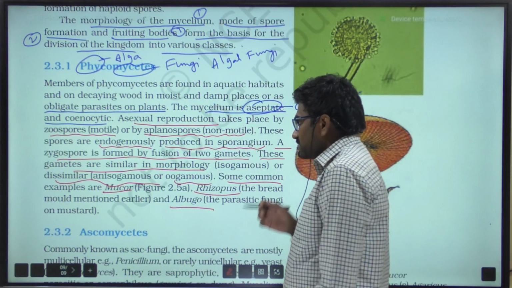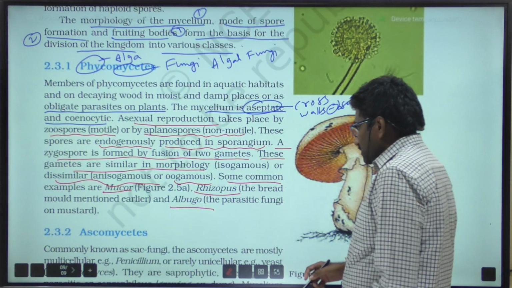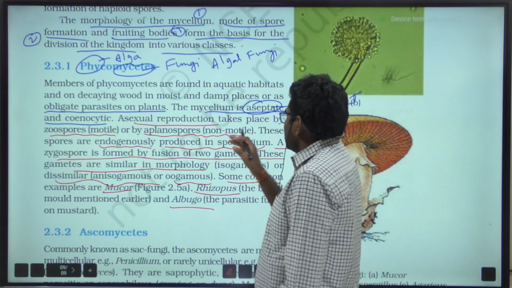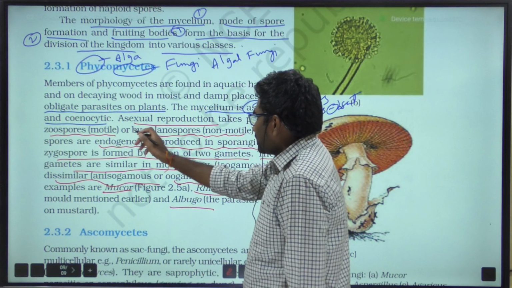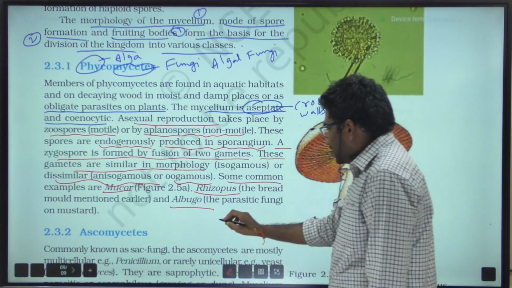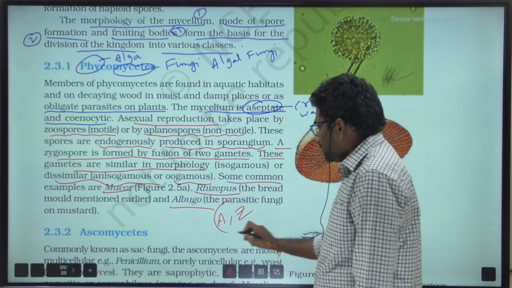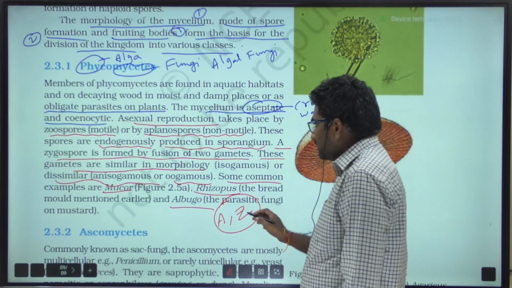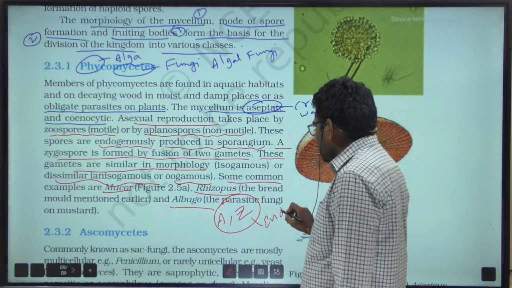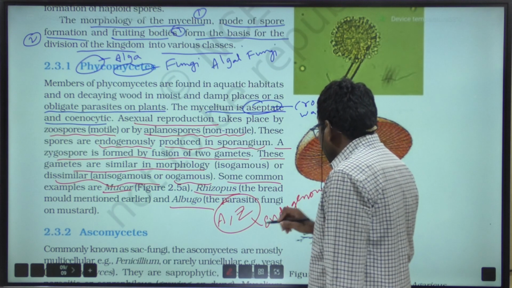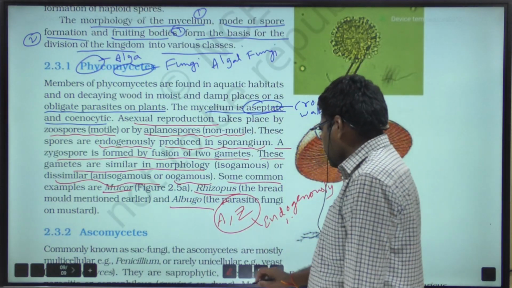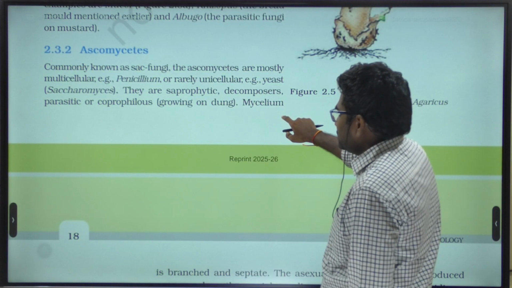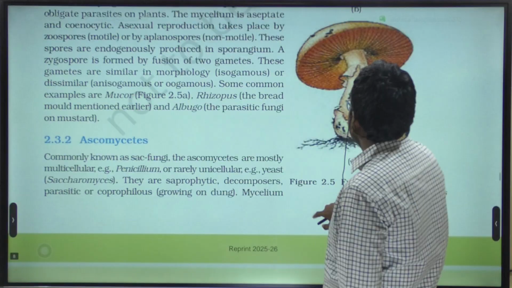Okay, right. Next, another class is Ascomycetes, and here remember one mnemonic. Spores are produced endogenously. The spores which start with the letters A and Z, that may be ascospores or zoospores or whatever it may be, are produced endogenously. You can remember this blindly. Next, Ascomycetes. The common name for Ascomycetes is the sac fungi.